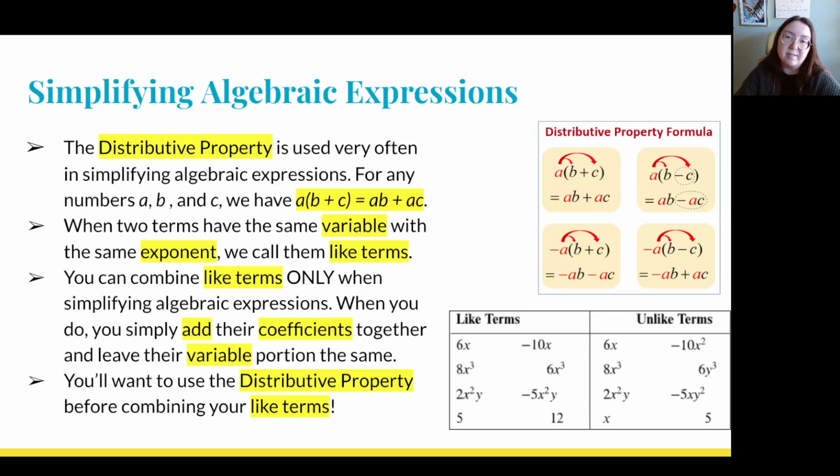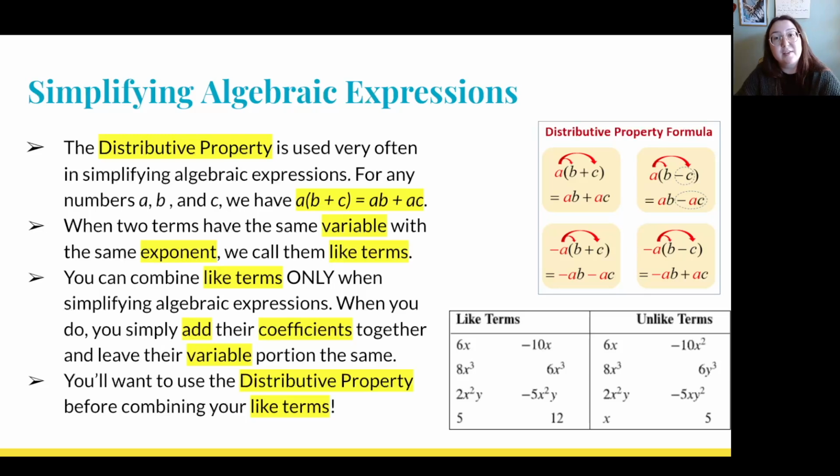So when two terms have the same variable with the same exponent, we call those like terms. So the same variable would be the same letter. So they both have x or they both have y. And the exponent has to be the same as well. So that would be either a single x or x squared or maybe y cubed. They have to match in both variable and exponent. Now, if they have the same variable but a different exponent, those are not like terms. x and x squared are not like terms.